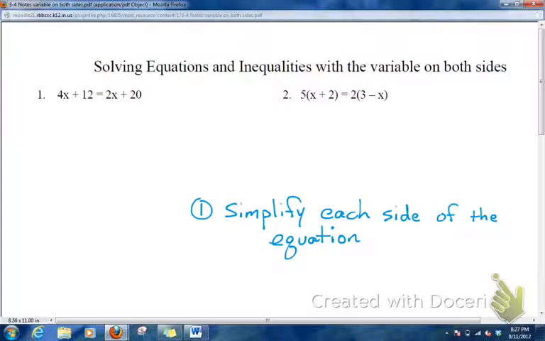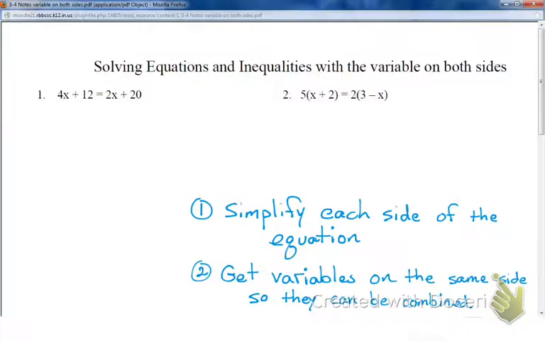Let's finish up the rest of our rules. The second rule being, after you've simplified each side of the equation, get the variables on the same side so that they can be combined. Again, if the variables are on opposite sides, you can't combine them, but once you've moved the variables so that they're all on the same side, you can combine your variables because they'll be like terms.